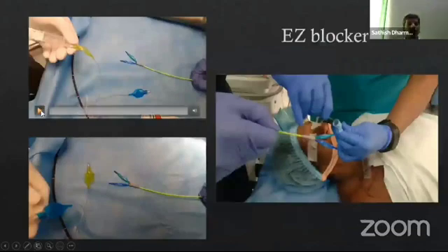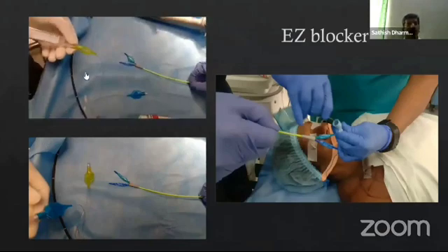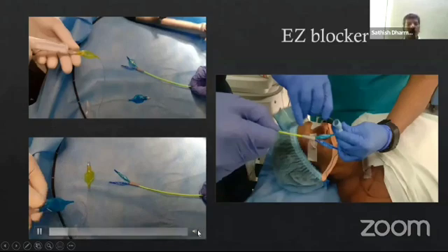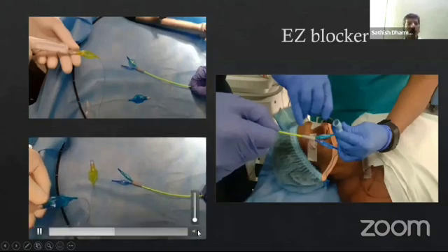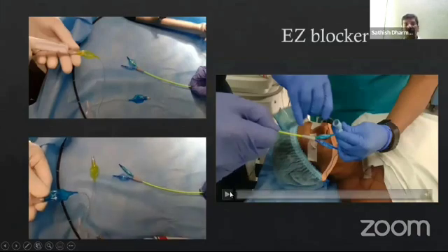Before you place the blocker, confirm both the cuffs' integrity. This is for the yellow lumen and this is for the blue lumen. You confirm the integrity. Once you're sure about the integrity of the cuffs, you place it inside the patient.